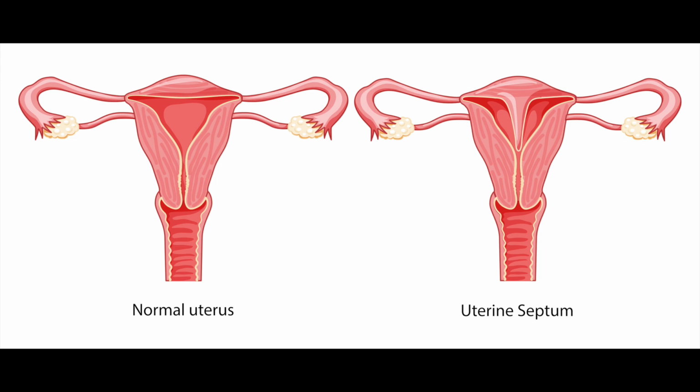Normal development of the Müllerian ducts depends on the completion of three phases: organogenesis, fusion, and septal reabsorption. Errors in each of these phases can lead to different uterine anomalies.